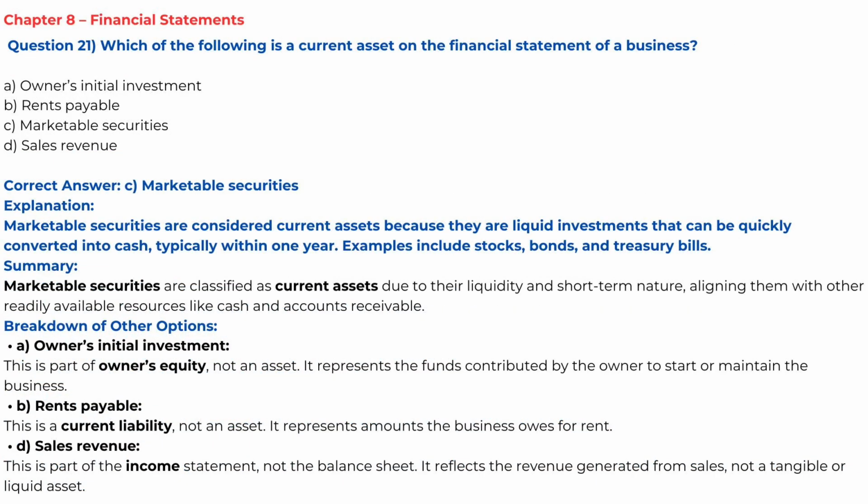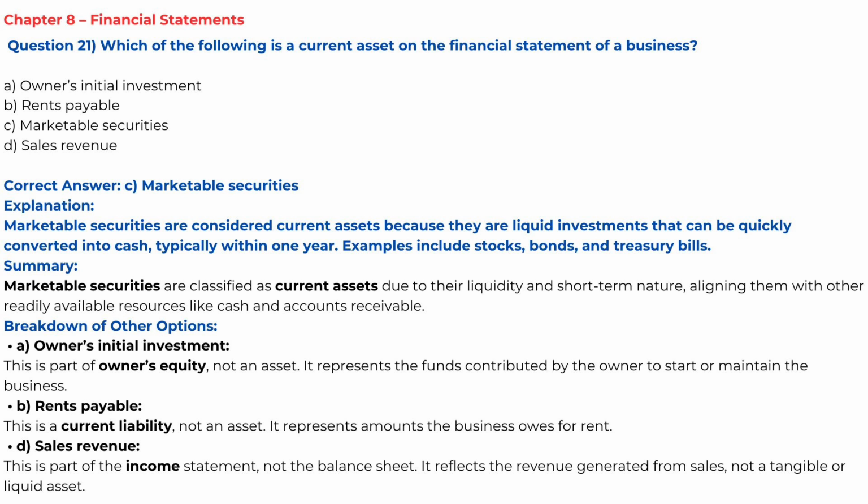Question 21. Which of the following is a current asset on the financial statement of a business? Correct answer, C. Marketable securities. Explanation. Marketable securities are considered current assets because they are liquid investments that can be quickly converted into cash, typically within 1 year. Examples include stocks, bonds, and treasury bills.